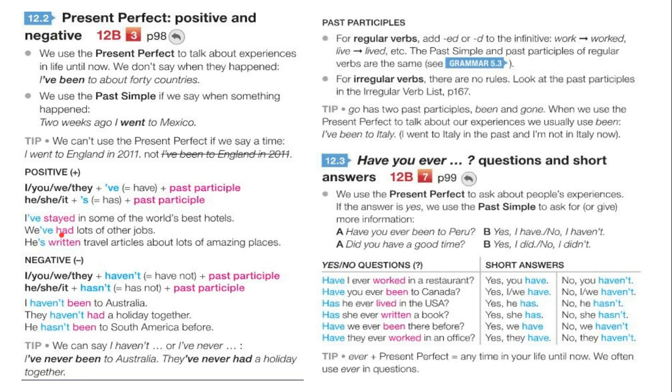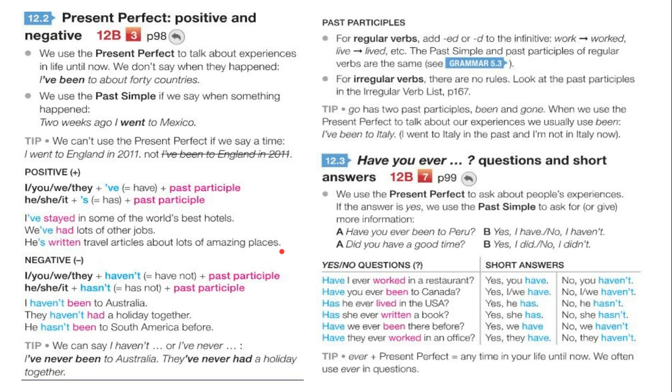For example, we've had lots of other jobs. That will be the past participle. Have, had, and had again. Write, wrote, and written. He has written or he's written travel articles about lots of amazing places.